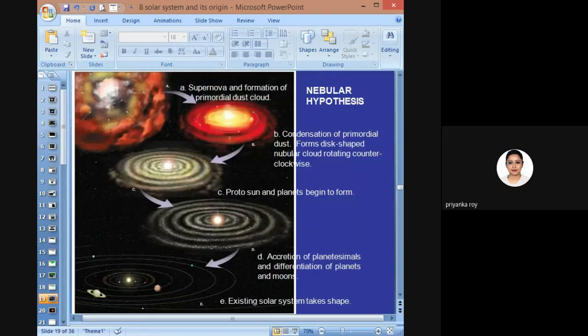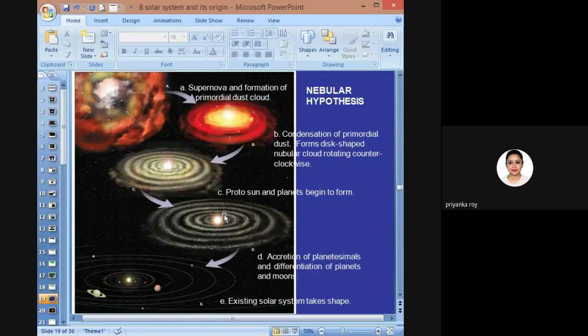Then we have the nebula hypothesis. This is how it looks. First, there was a supernova or a big explosion. Nebula gases then started condensing at the center, forming the sun, and condensation of primordial dust formed a disc-like shape around the sun. This nebular cloud, rotating counterclockwise, started consolidating further.